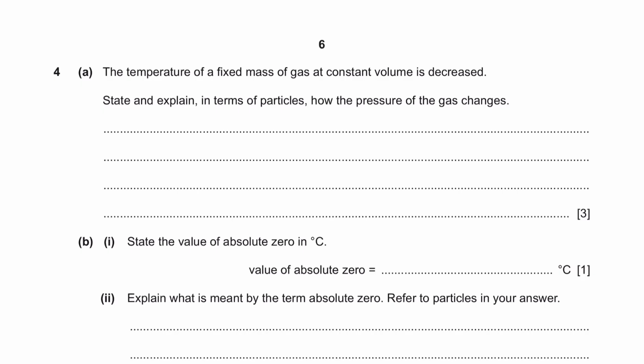Question 4. A. The temperature of a fixed mass of gas at a constant volume is decreased. State and explain in terms of particles how the pressure of the gas changes.